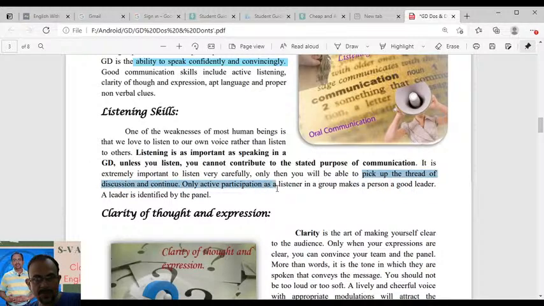Only active participation as a listener in a group makes a person a good leader. A leader is identified by the panel. So instead of always talking, you must also listen. When your turn comes, you have to speak, but you have to be a very good listener, because if you listen, then you can argue politely, or you can express your ideas clearly. So that is important.